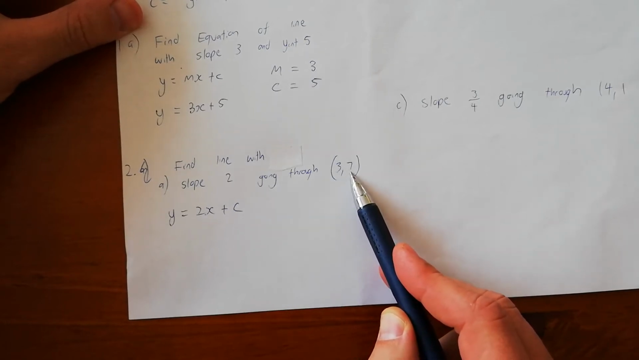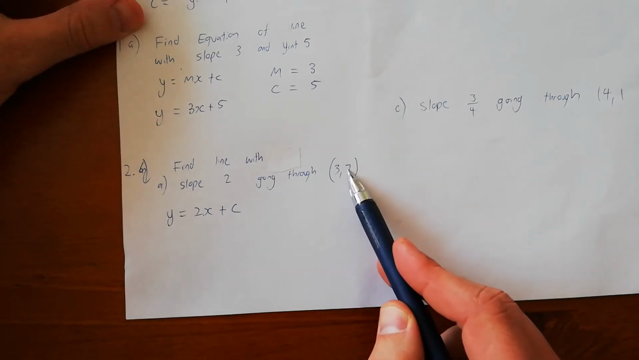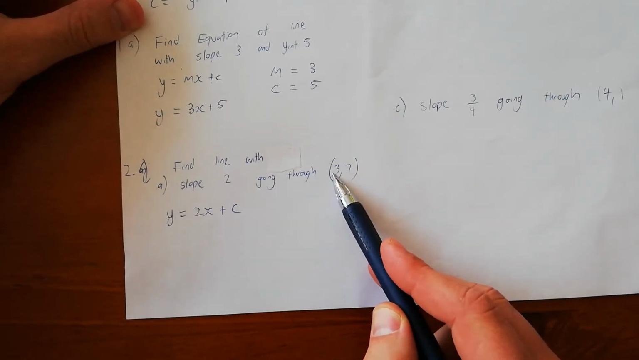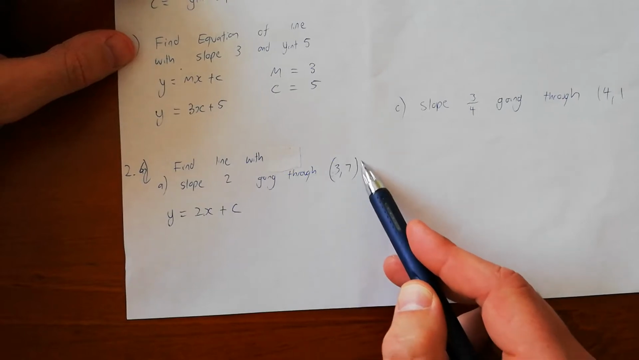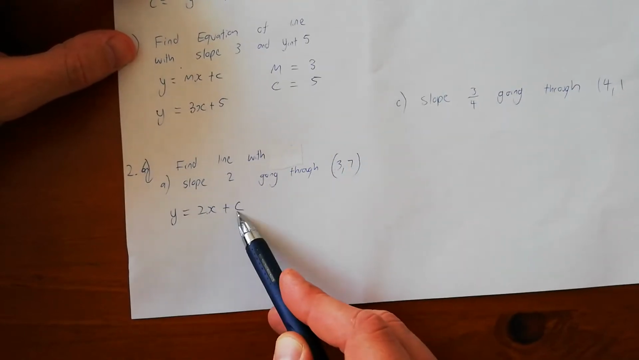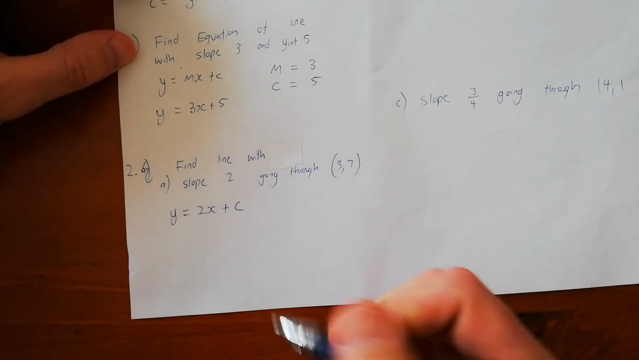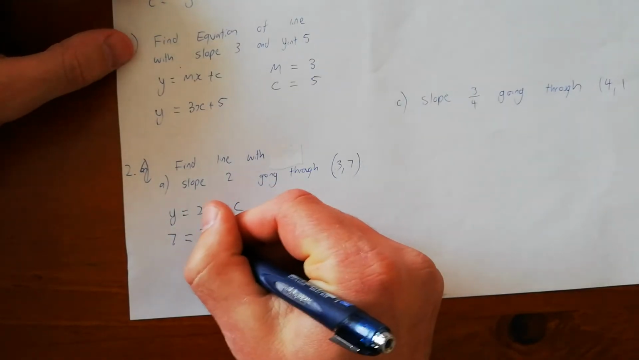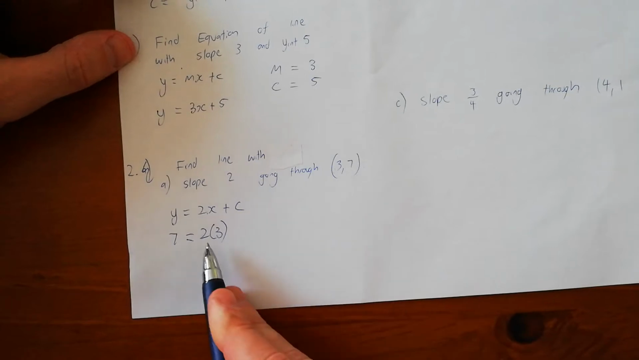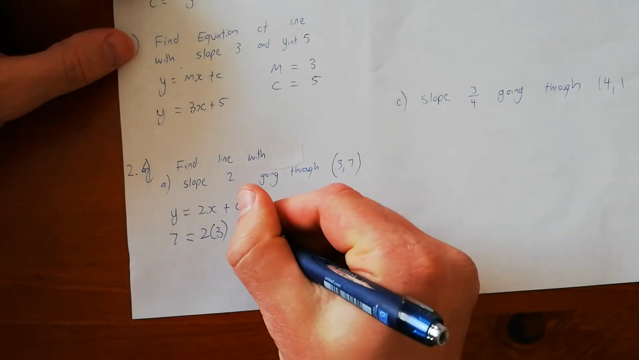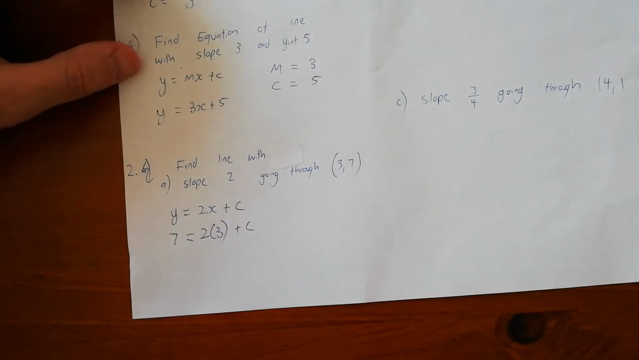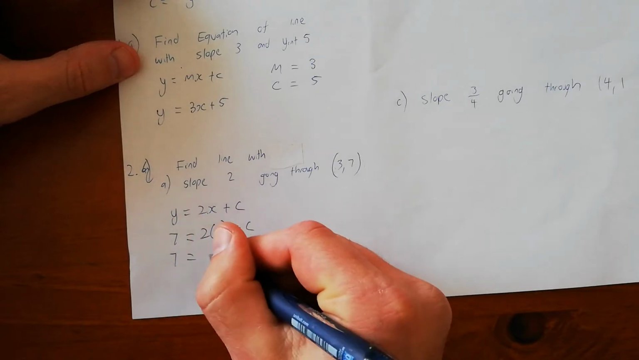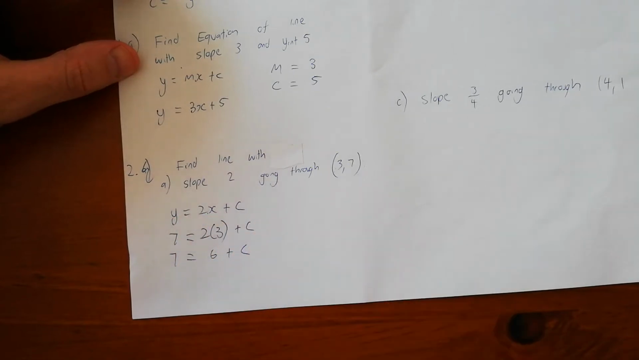So that means when the y value is 7, the x value is 3. And so I'm going to plug these into this equation. So the y value is 7, so I'm substituting 7 for y. And the x value is 3, so we've got 2x, but it'd be 2 times 3, and then we have plus c. So I've got 7 equals 6 plus c.